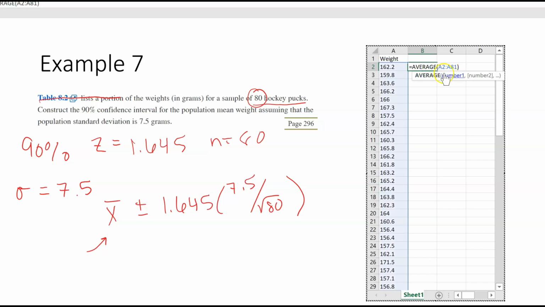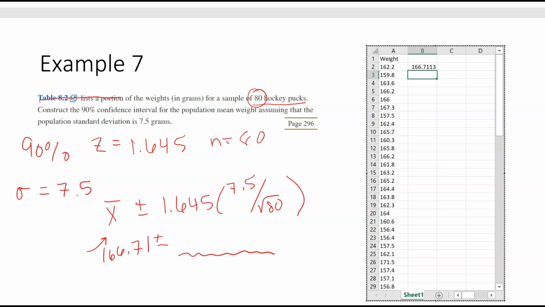Again, if you double click it, we just did the average for that, and we got 166.71. Then we can type this in. You could type it into your calculator, or you can also type it into Excel if you want: 1.645 times 7.5 divided by the square root of 80, and you would get 1.38. And so this is our margin of error for the confidence interval.